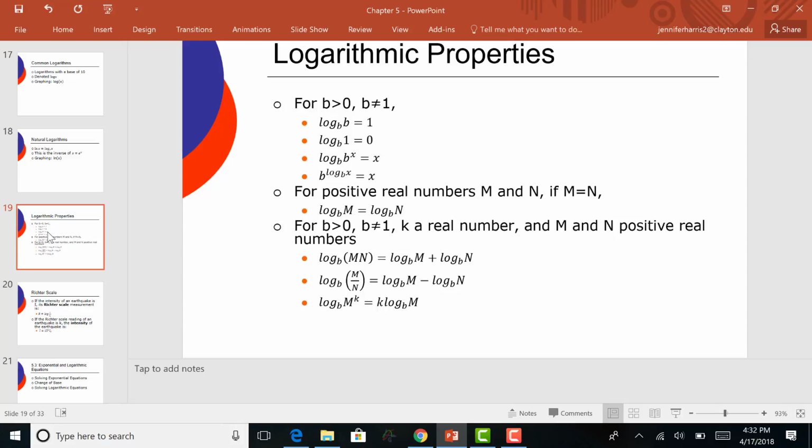It says log base b of b to the x equals x. And I'm trying to make sure I'm writing it at the same level so you don't think it's an exponent up here. Let me give you the example. Log base 3 of 3 to the 2 power equals 2.